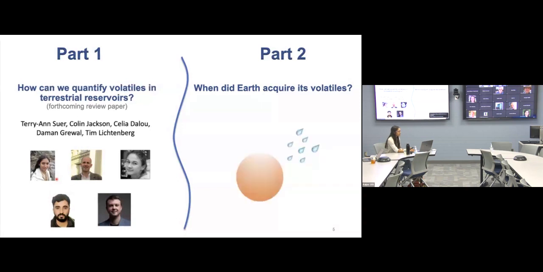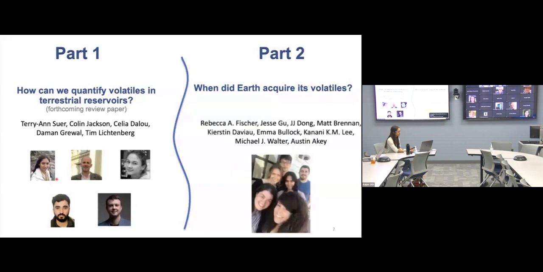The second question that I will try to address concerns the Earth's volatile chronology, and I will present recent measurements on elements that are not themselves highly volatile, but can be used to trace volatile accretion. This is work that I did as part of my postdoc, and I would like to acknowledge my postdoc advisor and the team that I worked with on this part of the talk.